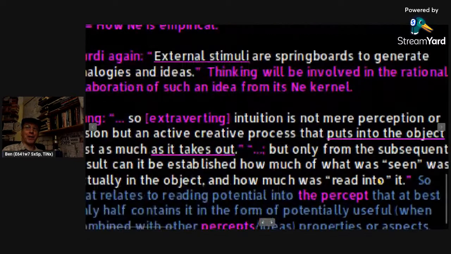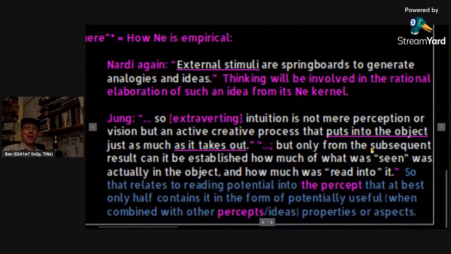Right, so I've got a bit INTP there. I'll read it through again. I might read it through 3 times. So that relates to reading potential into the percept that at best only half contains it, in the form of potentially useful when combined with other percepts, ideas, properties, or aspects.